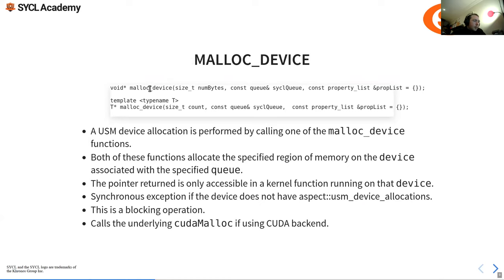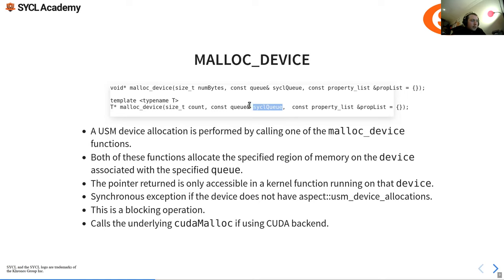So malloc device. You have two versions. You have a C version, which returns a void star, or you have a templated C++ version. Depending on your poison, they do the same thing. You can just pass in a template parameter, maybe a little bit neater if you prefer C++. Again, any pointer that's returned from this is only accessible on the device. Both these functions allocate the specified region of memory on the device associated with the specified queue. So you need to pass in a SYCL queue.